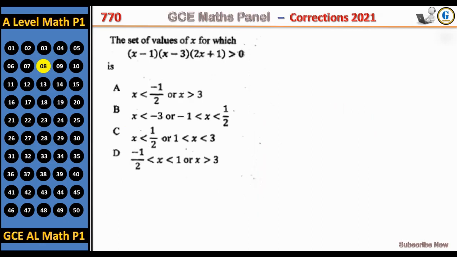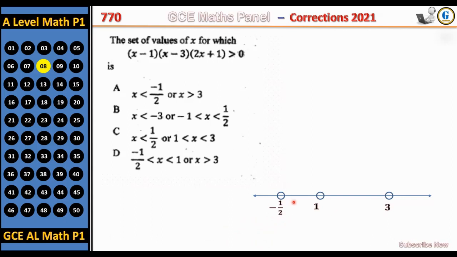The set of values of x for which this polynomial is greater than 0 is. We first of all start by looking for the boundary solutions. Boundary solutions occur when you equate each of these brackets to 0, we will have x equals 1, x equals 3, and x equals a half. We write it in ascending order like this. Then we can use the number line tool or a table of values to work it out. So here, these are the values.